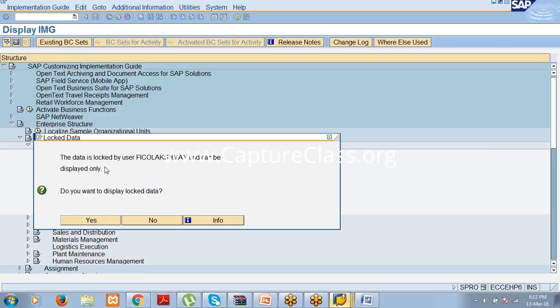we have to unlock the screens. For this purpose, click yes on the message.